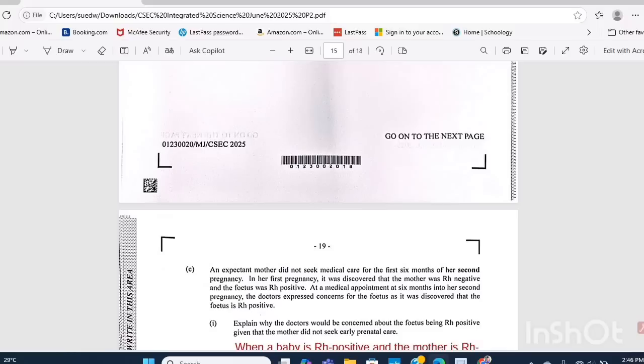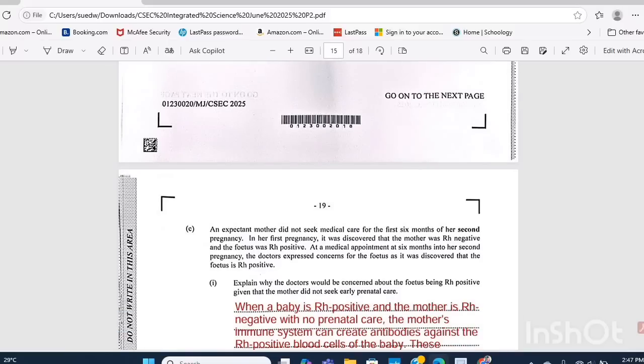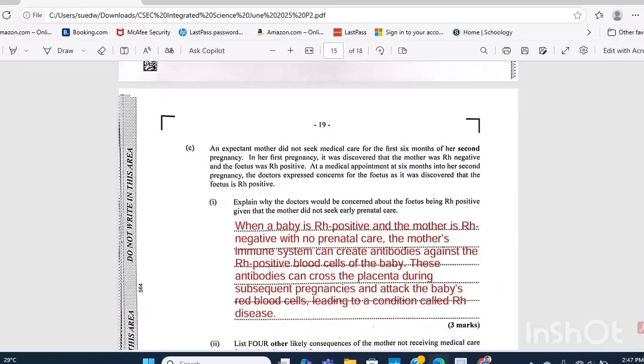It says an expectant mother did not seek medical care for the first 6 months of her second pregnancy. In her first pregnancy, it was discovered that the mother was Rh negative, or rhesus negative, and the fetus was Rh positive. At a medical appointment at 6 months into her second pregnancy, the doctor expressed concern for the fetus as it was discovered that the fetus is Rh positive. It says explain why the doctors would be concerned about the fetus being Rh positive, given that the mother did not seek early prenatal care.